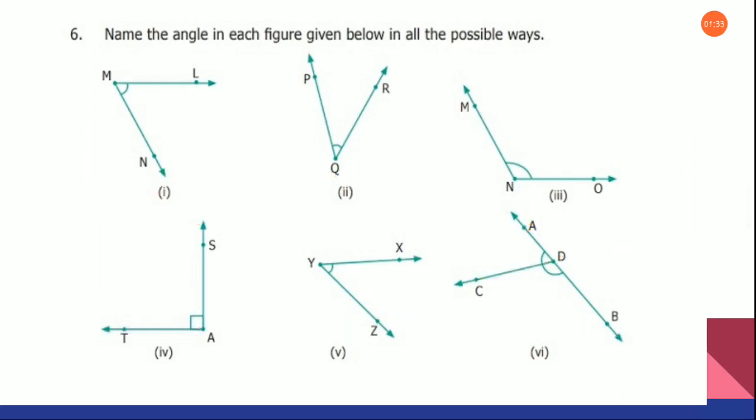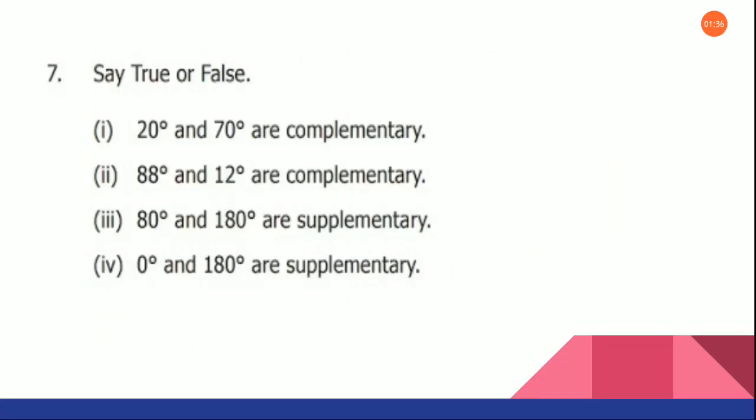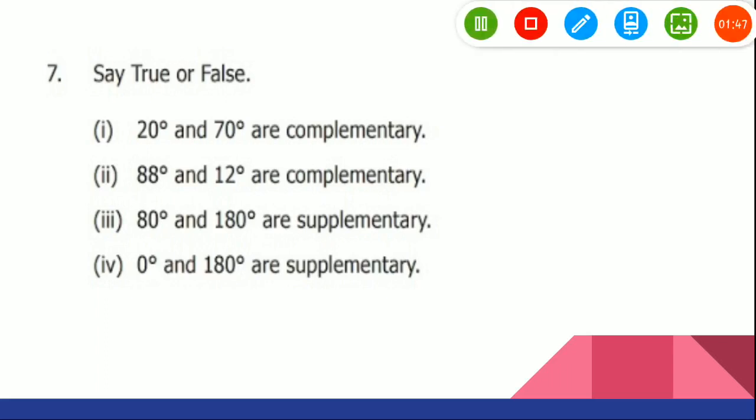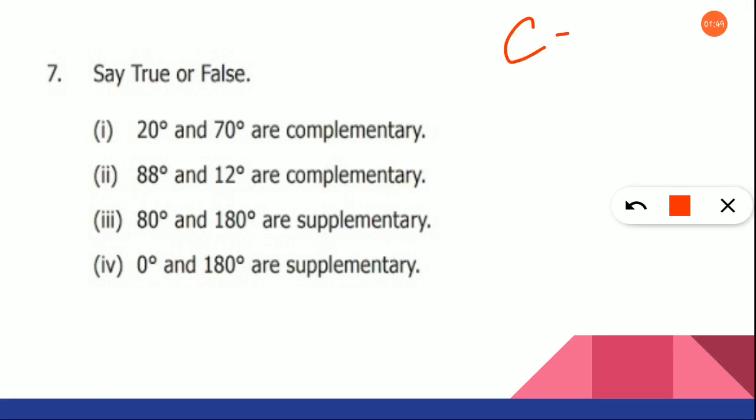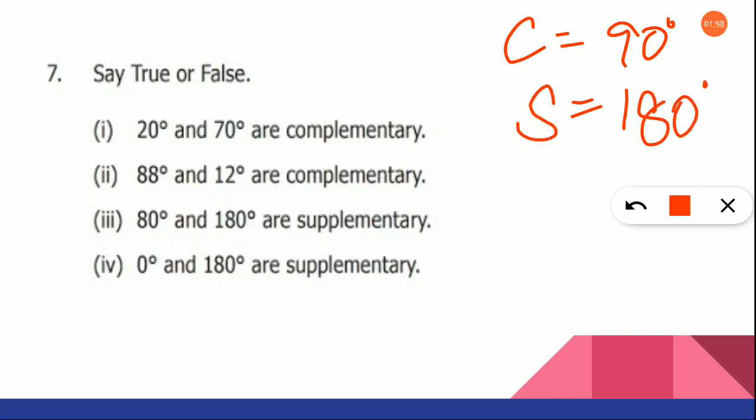Okay children. Now look at the 7th one. Say true or false. 20 degrees and 70 degrees are complementary. Complementary means when we are adding two angles, it should be 90 degrees. Okay. When you are adding, if it is 90 degrees, we call it a complementary angle. Suppose if you are adding two angles and getting the answer as 180 degrees, we call it a supplementary angle. So first check this 20 and 70. If you add it, the answer is 90, right? So it is true.